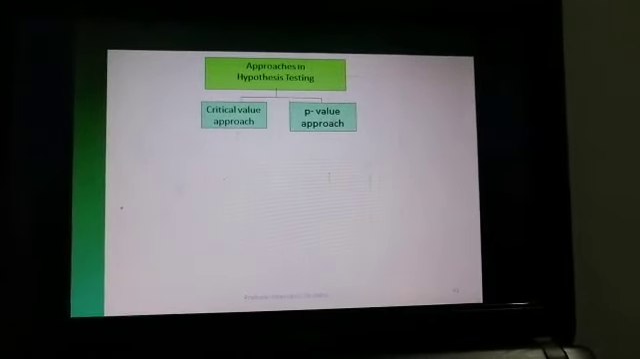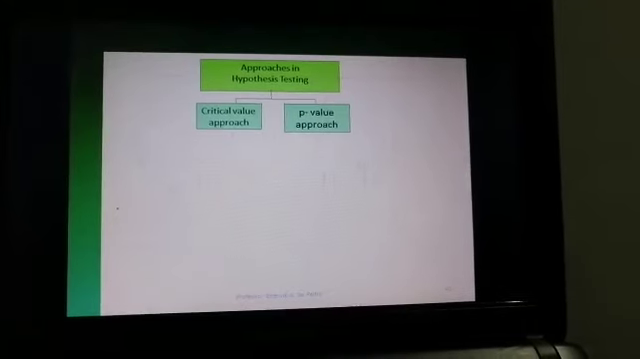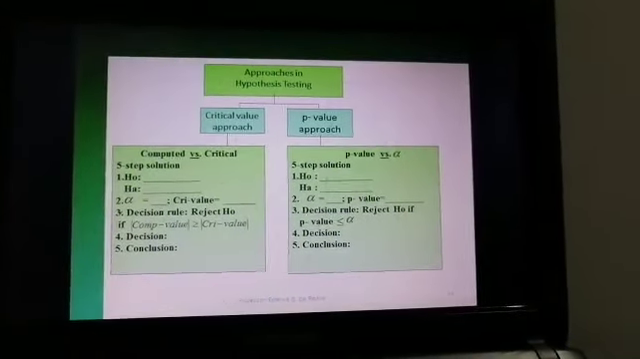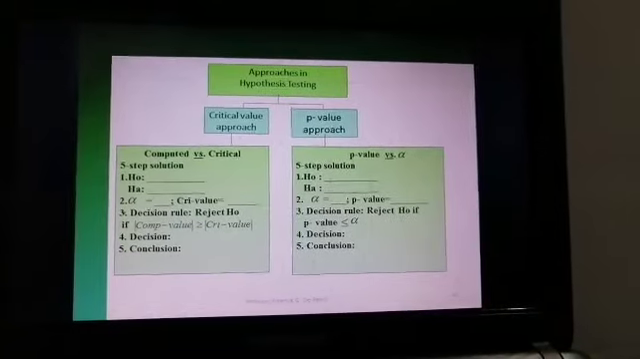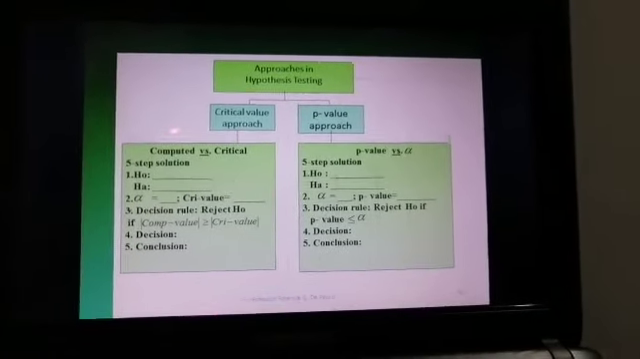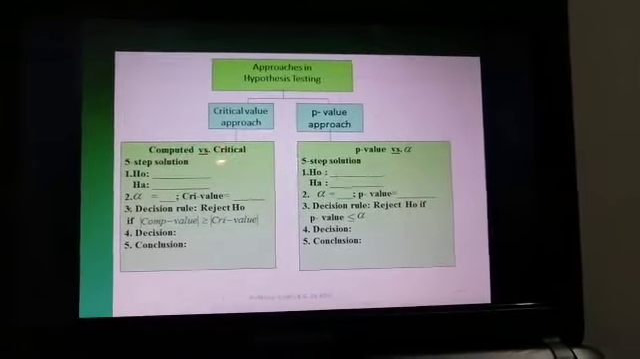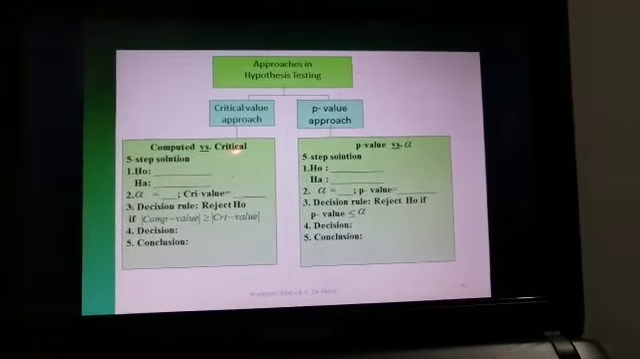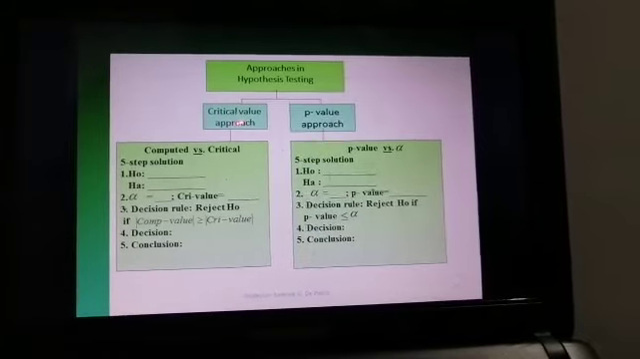This is now the highlight of our discussion. So I'm sure you had a very hard time understanding this during your senior high school statistics and probability. I will be discussing two approaches in hypothesis testing. So they are critical value approach and p-value approach. For both, you have to follow 5 steps. In critical value approach, we compare the computed to the critical. So that's the basic thing we do under critical value.